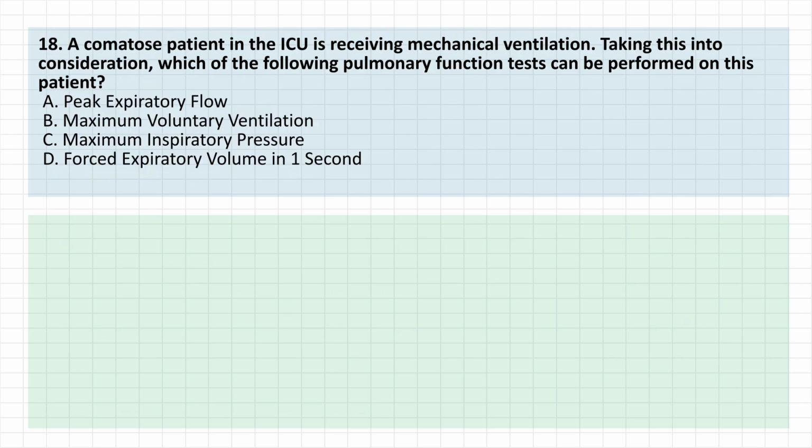18. A comatose patient in the ICU is receiving mechanical ventilation. Taking this into consideration, which of the following pulmonary function tests can be performed on this patient? A. Peak expiratory flow. B. Maximum voluntary ventilation. C. Maximum inspiratory pressure. D. Forced expiratory volume in 1 second. The correct answer is C.